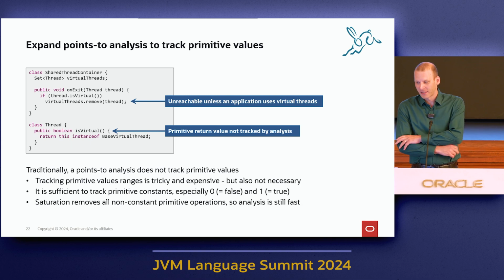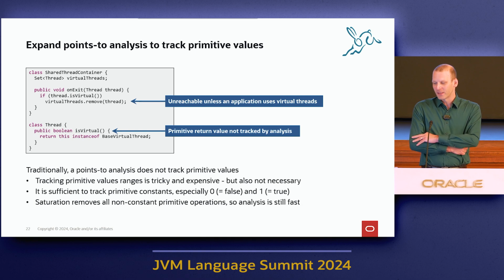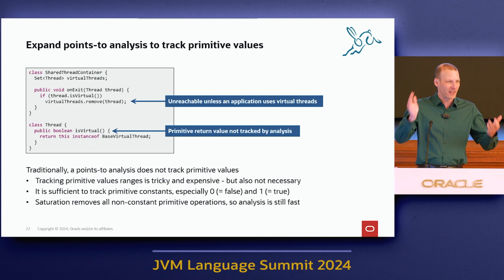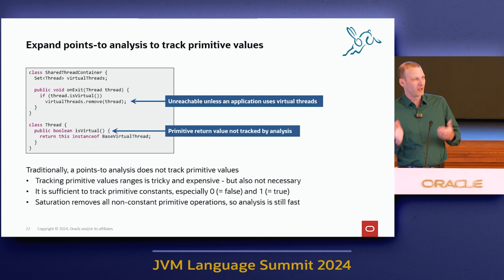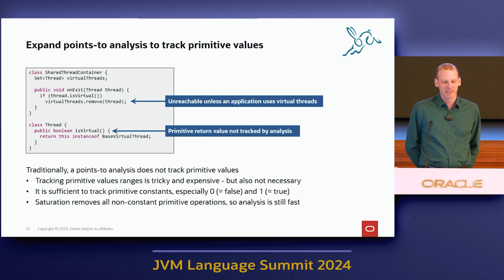The last thing I quickly want to mention is that one thing points-to analysis traditionally does is only track object values and not primitive values, because I want to find out what types my object variables can have. But ignoring primitive values is actually not really good when you look at real-world code. My little example here is taken from the JDK virtual thread implementation. There's an isVirtual method on java.lang.Thread, and it's a pretty simple implementation. It's just doing this instanceof BaseVirtualThread.